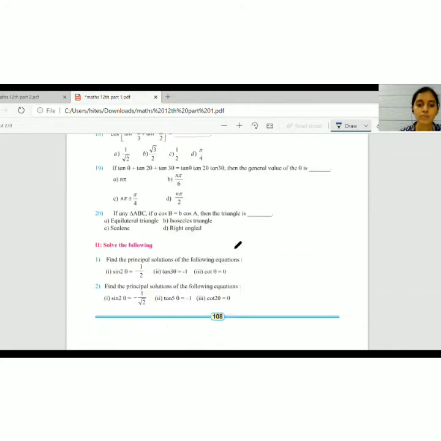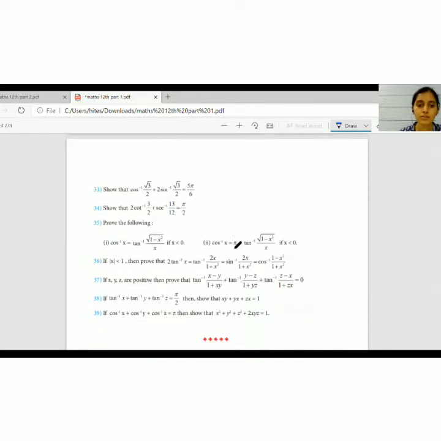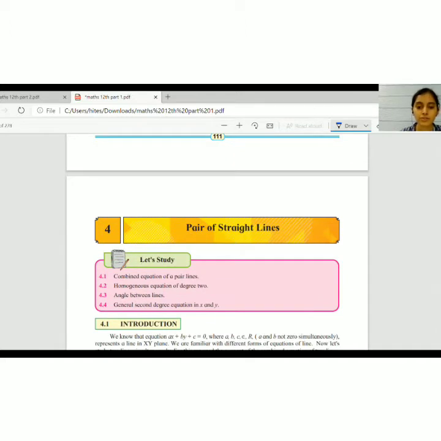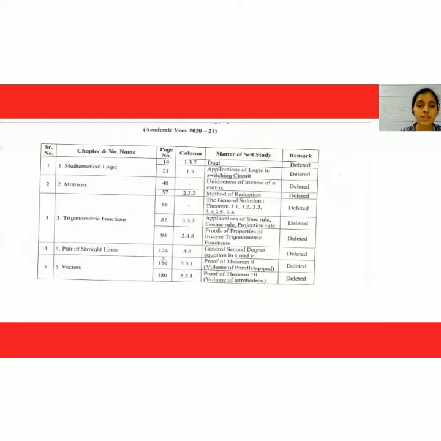Let's move to the next chapter. Pairs of straight lines. Now, what are the parts in this chapter? Yeah, pairs of straight lines, page 124. Only one page, that is 4.4. General second degree equation in x and y is deleted, is what they have written. Okay. Now, 4.4 as a topic is not there. Let us check what is 4.4 in this.